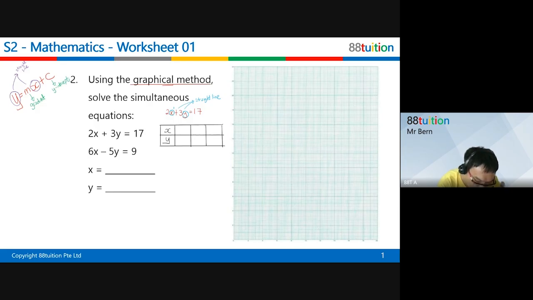Children who just came in, just to let you know that I am doing the one last question from worksheet 1. Worksheet 1, question number 2 is a graphical question. I didn't manage to do that question last week. I'm so sorry. Today we must finish this question before we go into worksheet 2.